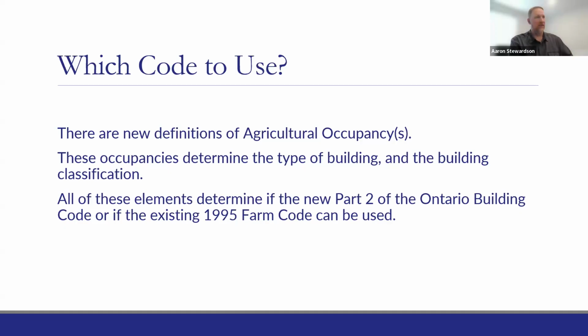Very simple building design. Until you get into the classification of a G1, that's when you're starting into a little bit more requirements needed. And it really comes down to the protection needed for the people with the liquid manure underneath, right? And it's that chemical aspect that the liquid manure provides to the atmosphere within the building. So all of these elements determine if you're under Part 3 of the Ontario Building Code or if you're going to stick under the existing 1995 Farm Code.